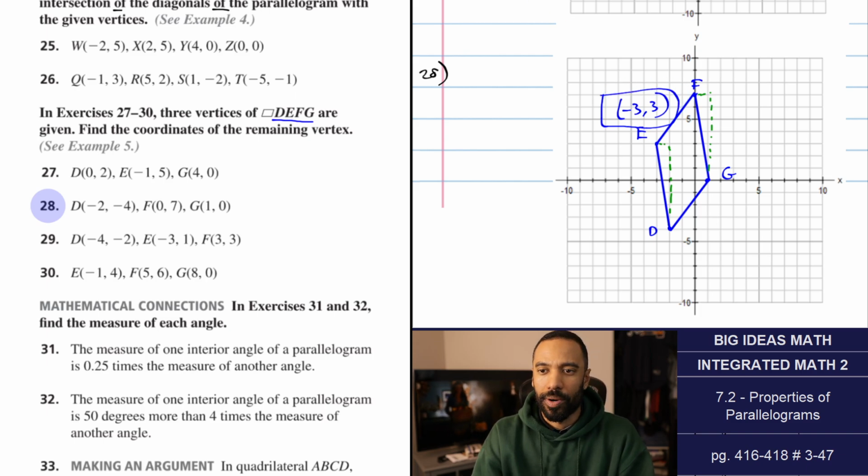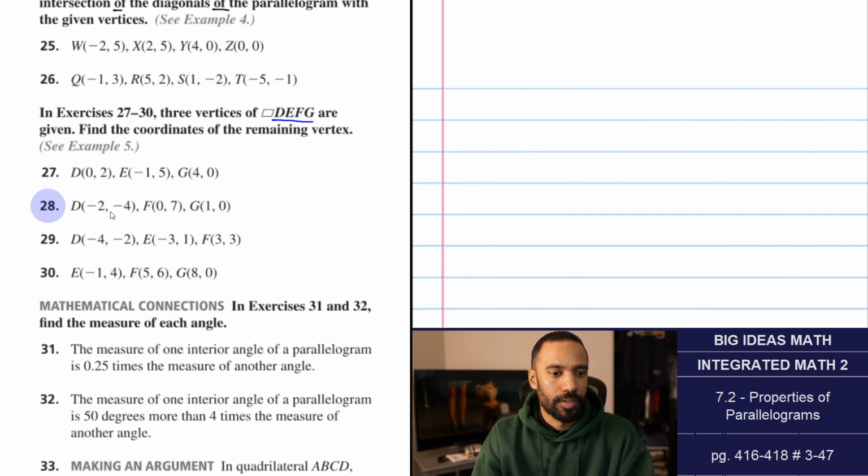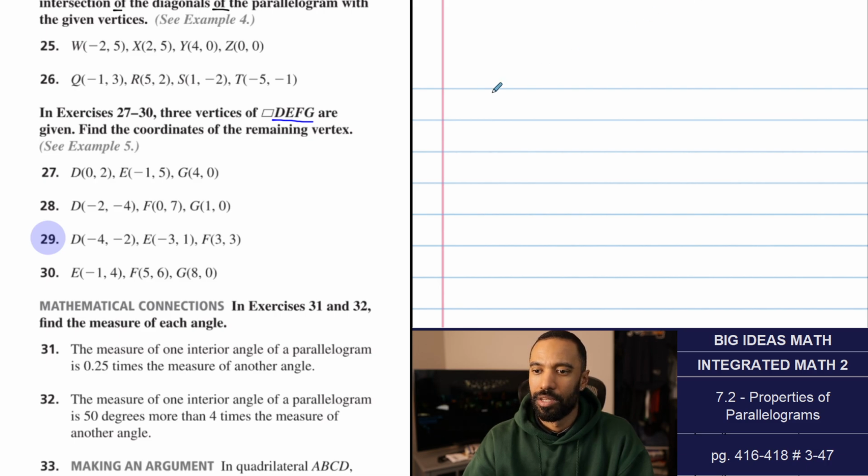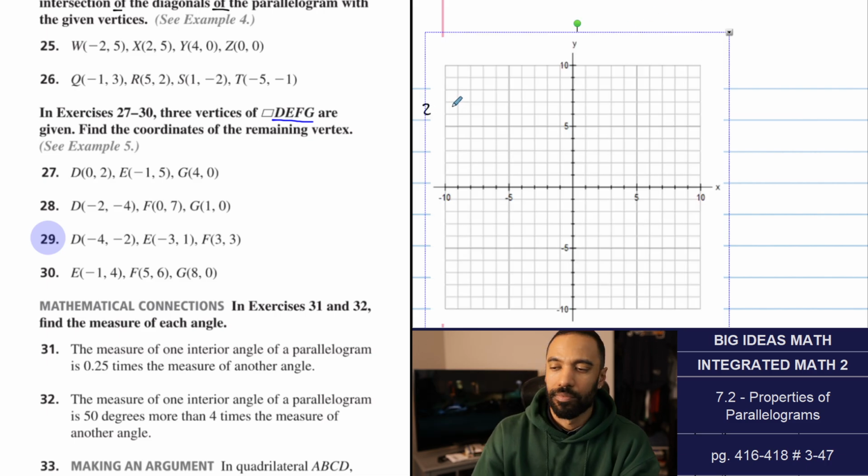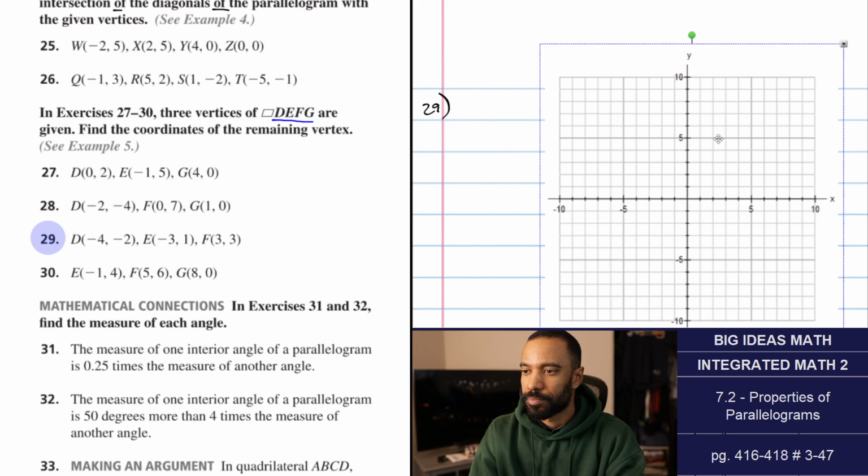Okay. Number 29. Looks like we're all going to find one of the letters at some point. First F, then E, now G, and lastly D. So number 29.